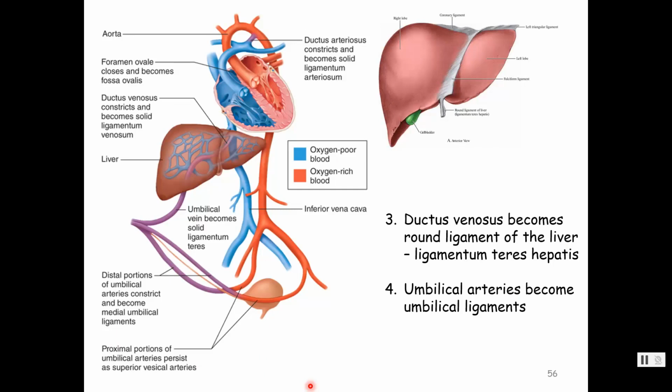If you think about it, remember all that drainage from the intestine goes to the liver to be filtered and detoxified. Mom's taking care of all of that. And so we have that bypass, the ductus venosus. It's going to become the round ligament of the liver, the ligamentum teres hepatis. And then after birth, those umbilical arteries also become ligaments, umbilical ligaments, because they're no longer needed. And the belly button is basically a scar from where the umbilical cord was.